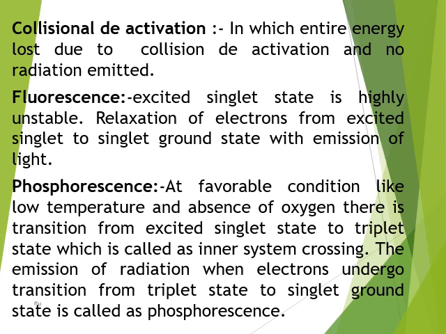In phosphorescence, under favorable conditions of low temperature and absence of oxygen, there is a transition from the excited singlet state to the triplet state, which is called intersystem crossing. The emission of radiation when electrons undergo transition from the triplet state to the ground state is called phosphorescence.